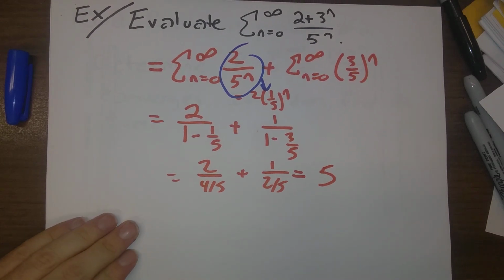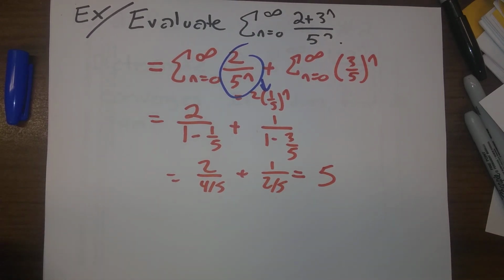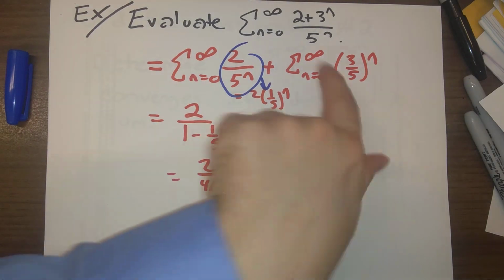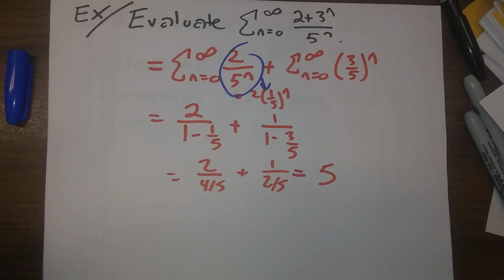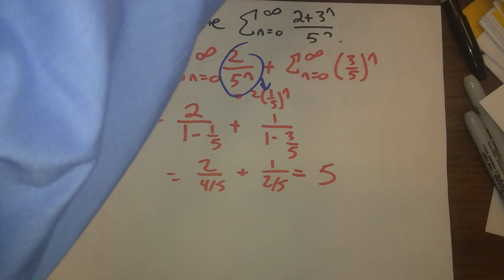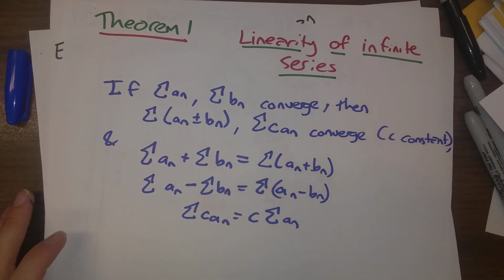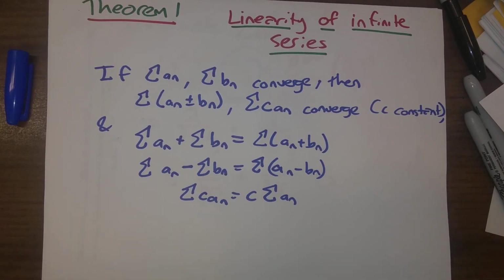So this is a nice little application, similar to the things before, maybe with a little bit extra twist. Now there's something that we should discuss here. How do we know we can break up this sum as 2 different chunks? Because sometimes we can't do something like that. Well here, Theorem 1, linearity of infinite series, will do the trick for us.